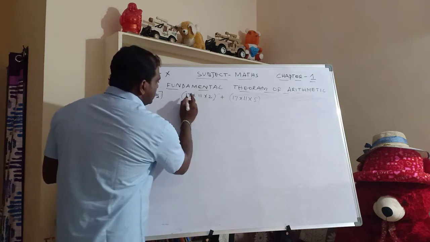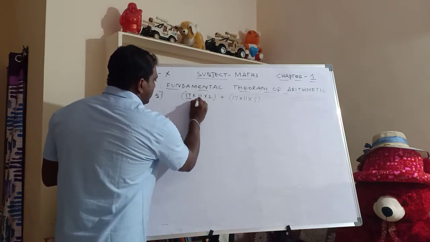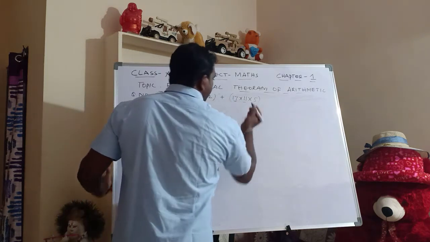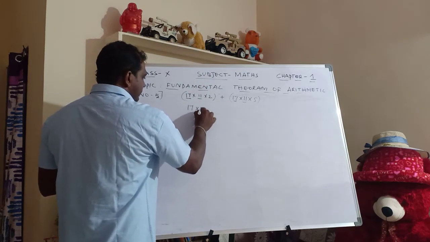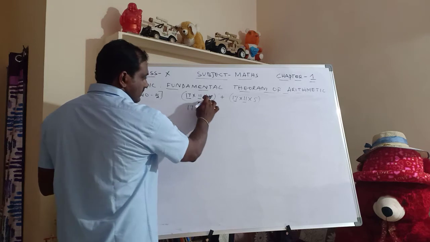So look at this. What are common? 17 into 11, 17 into 11. Then what will you get? 17 into 11, if I take common, what will be left here?